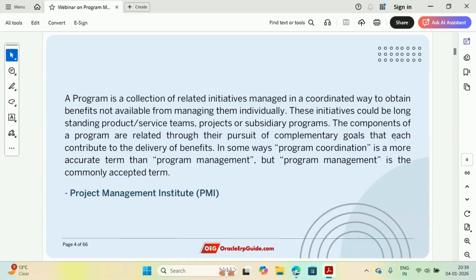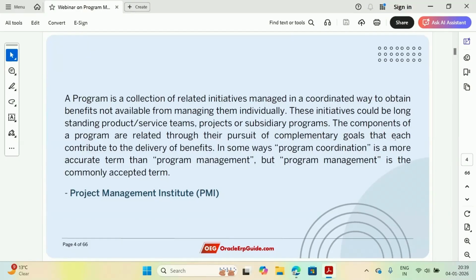All these are project. But today what we are discussing is a different object or element which is known as a program. Okay, you must have heard about program. It is not the program which we code, right? It's not a computer program. Let's understand that from the Project Management Institute definition.